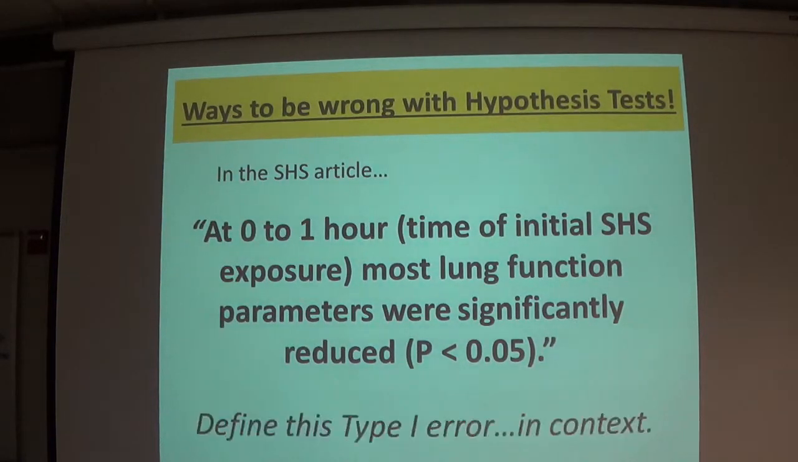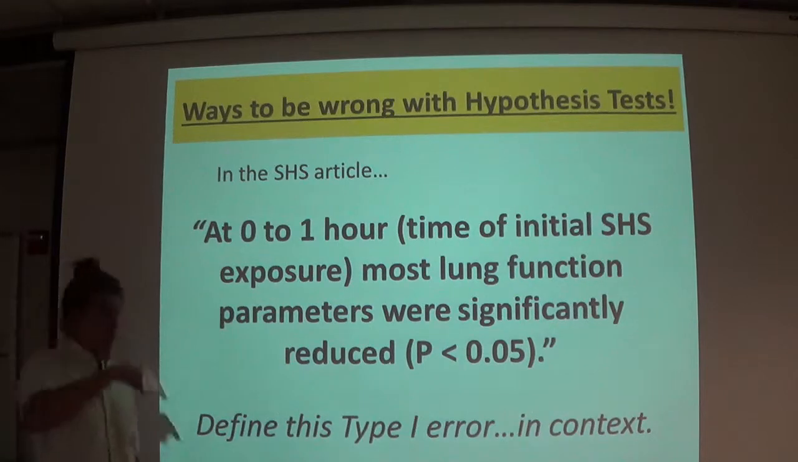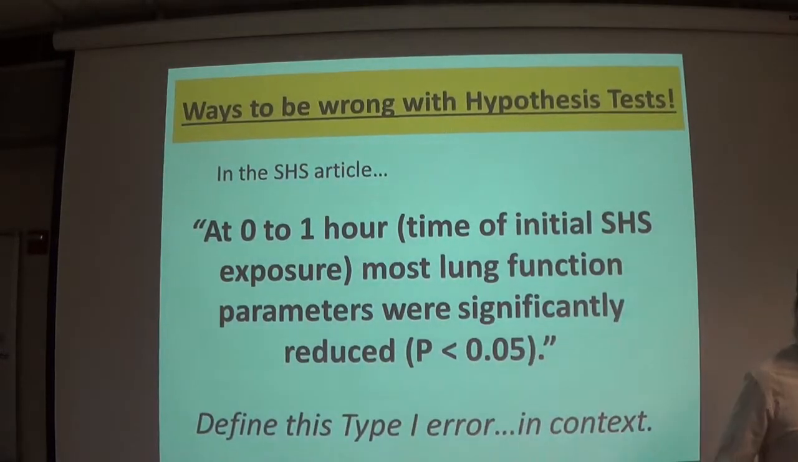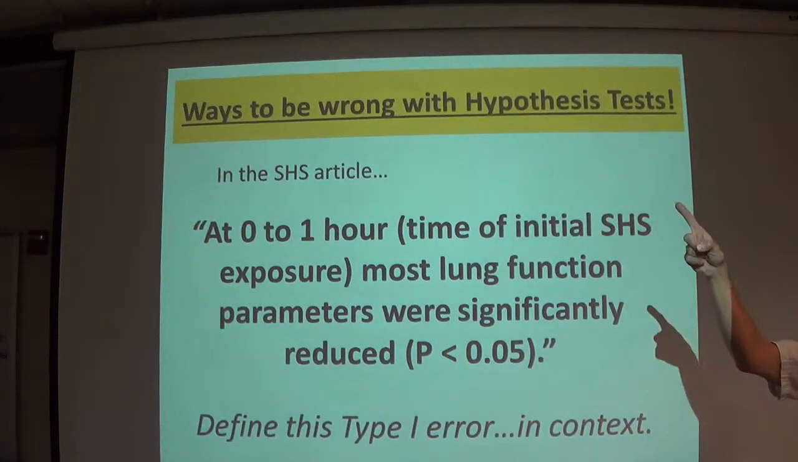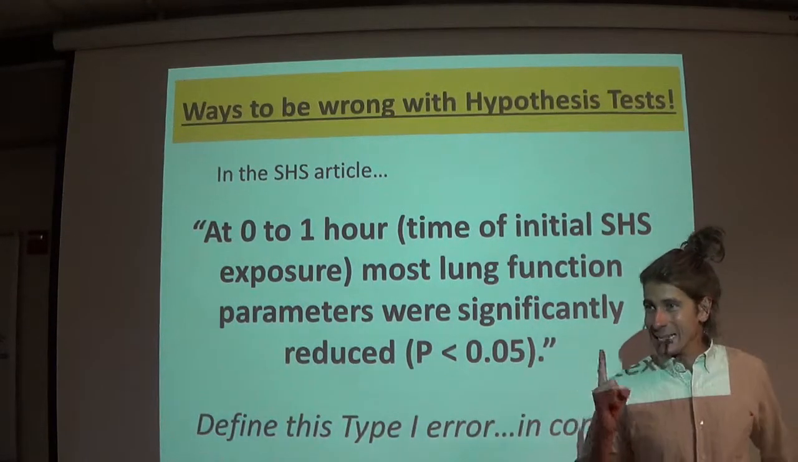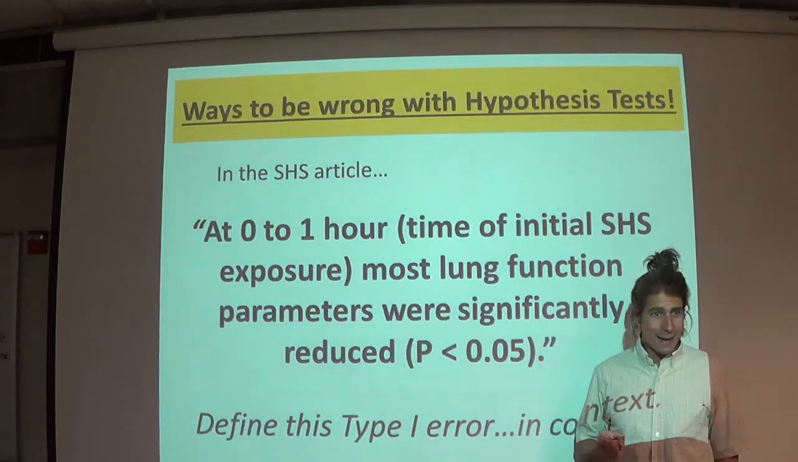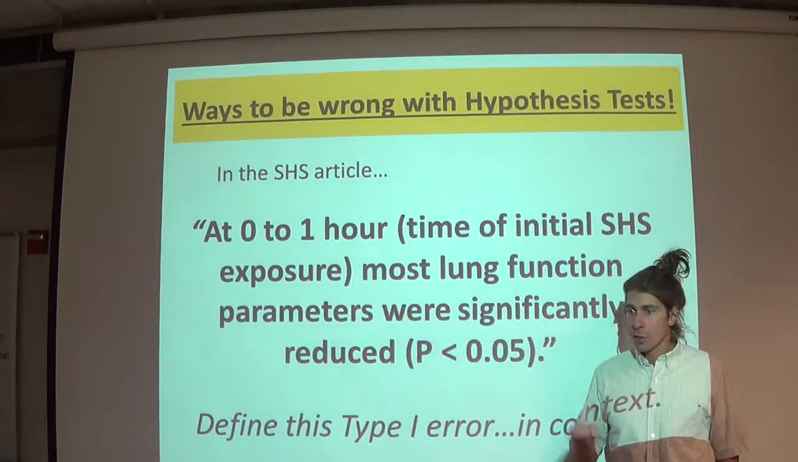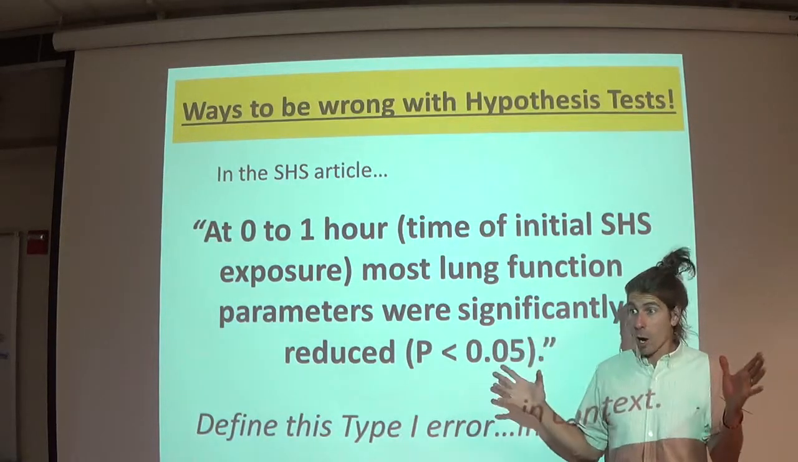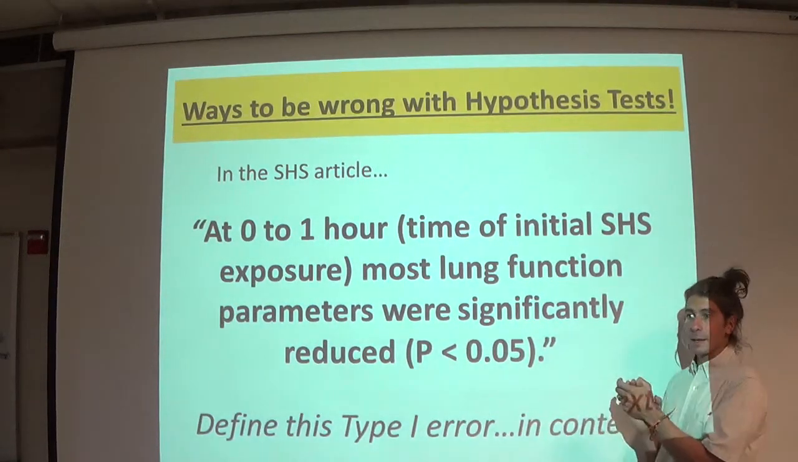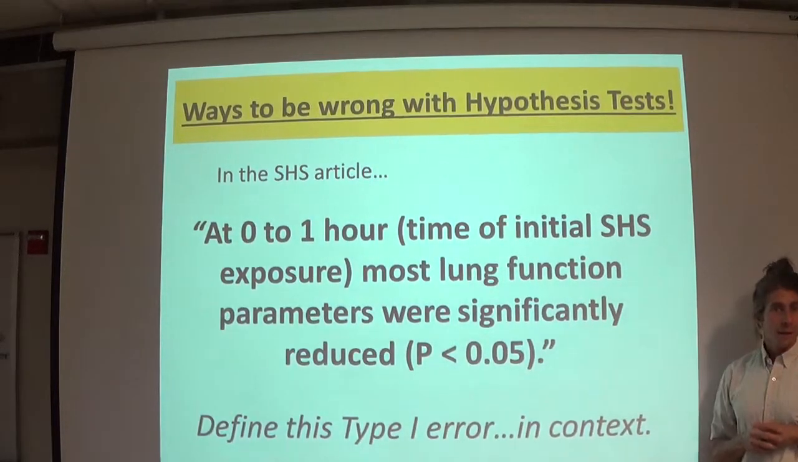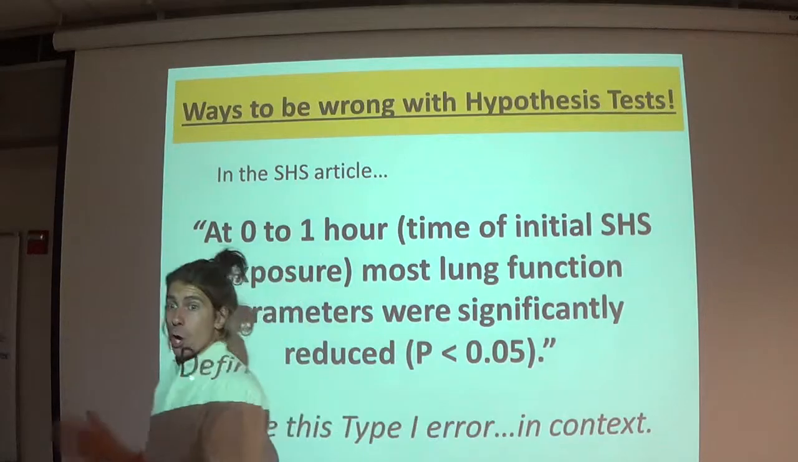So, here is from the article, the secondhand smoke article. 0 to 1 hour, most lung function parameters were significantly reduced. So in other words, we said lung function parameters were significantly reduced. Could we be wrong? Yes. Finish the statement. We could be wrong by saying lung function parameters were significantly reduced, when, in fact, they were not. Simple. We could be wrong because we said they were reduced and they might not be. That's what I call defining error in context.